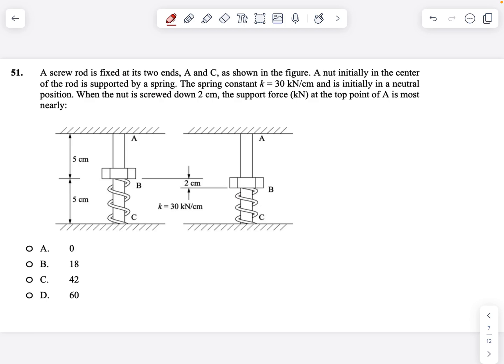So let's get started with this question. It says a screw rod is fixed at its two ends, A and C, as shown in the figure. A nut initially in the center of the rod is supported by a spring. The spring constant, K equals 30 kilonewtons per centimeter, and is initially in a neutral position. When the nut is screwed down 2 centimeters, the support force in kilonewtons at the top of point A is most nearly what? So what we're trying to find in this question, obviously, is the spring force in kilonewtons at the top of A.